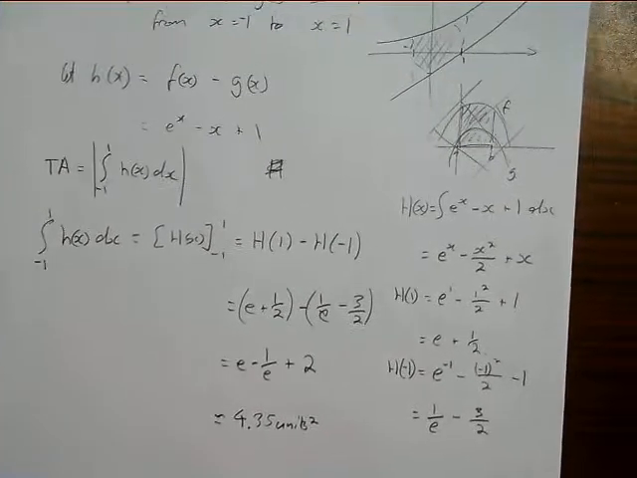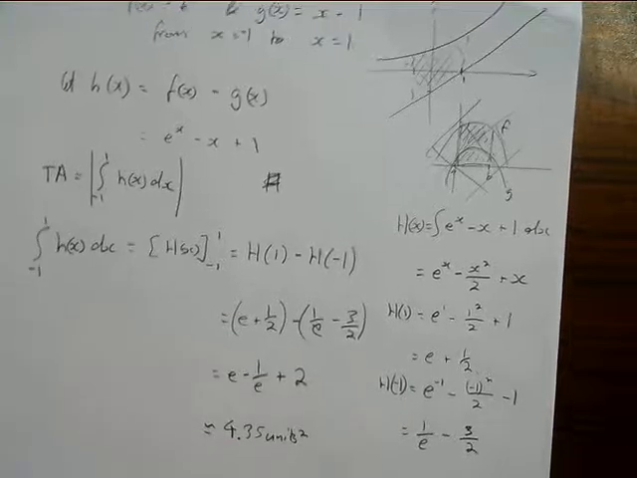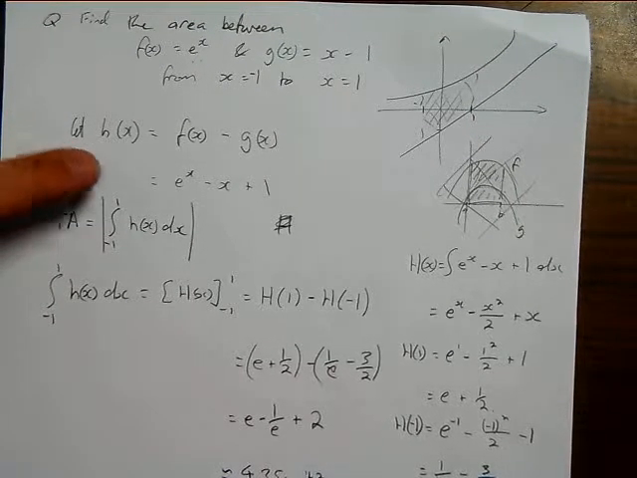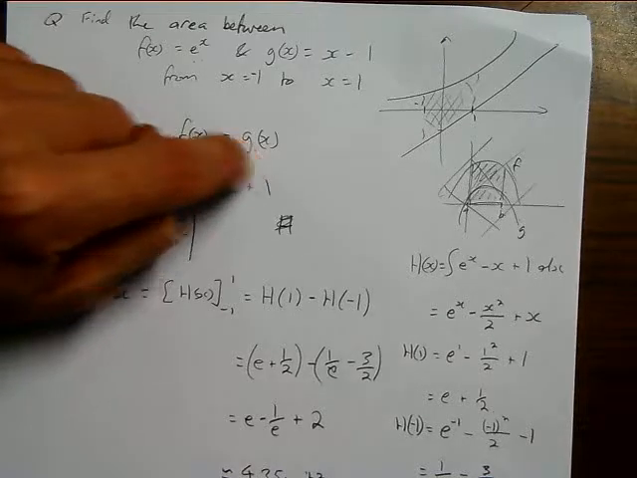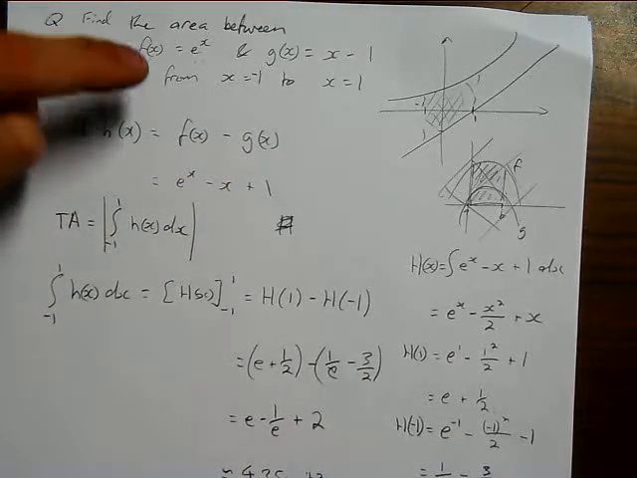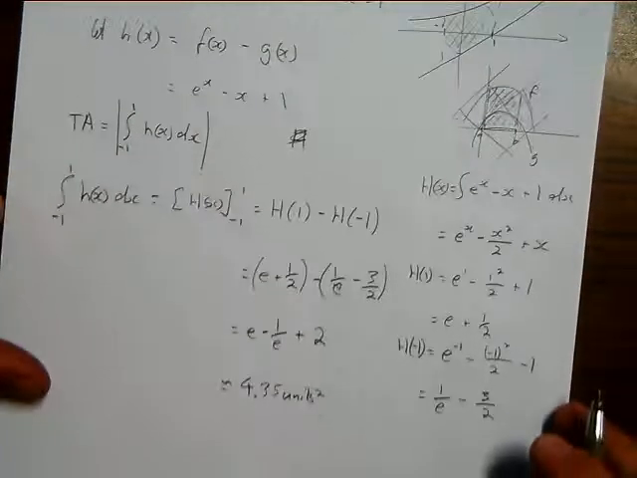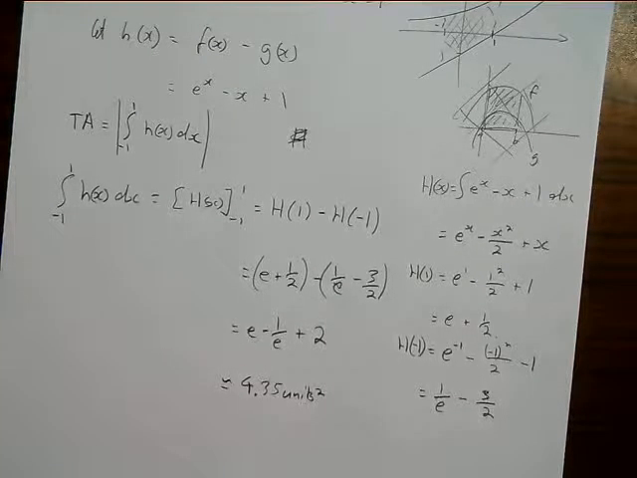So really, with these areas between curves, it's just a matter of creating a function that's the difference of those two functions, and then you just integrate across the same bounds as you would the two separate functions. I think that simplifies things a significant amount for us. All right.